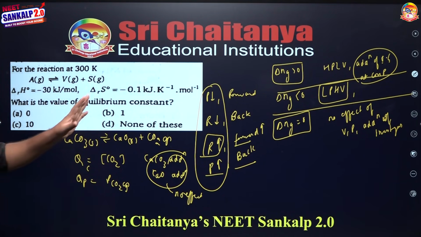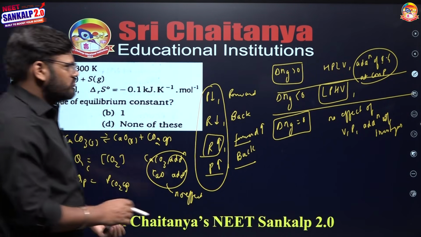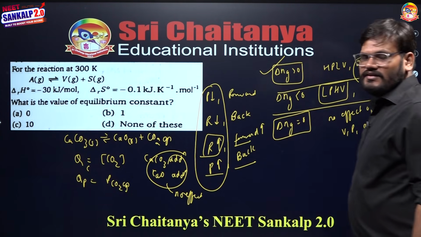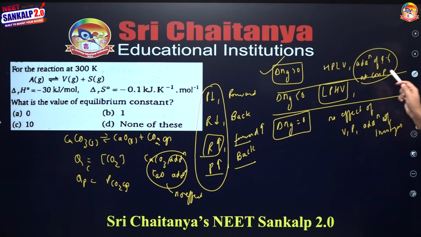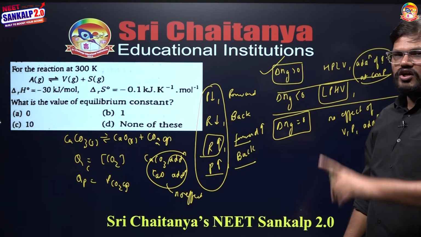So this is all about Le Chatelier's principle. You just need to remember this. For delta Ng greater than 0, we require high pressure, low volume condition and addition of inert gas at constant pressure. Addition of inert gas at constant volume will not affect the equilibrium.